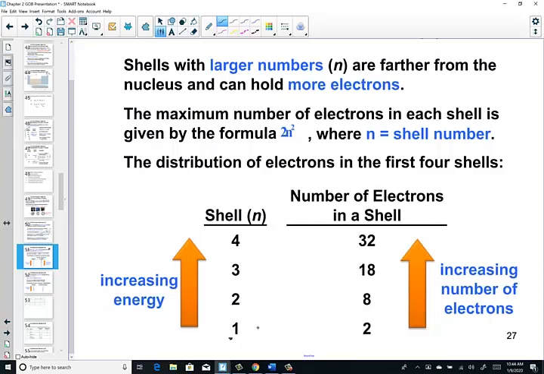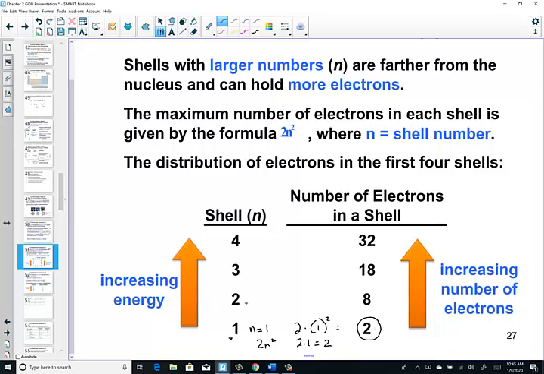When I look at shell number 1, n equals 1, and we're going to use our formula 2n squared. What's 2 times 1 squared? Well, 1 squared is 1. 2 times 1 gives me 2. At most, our first energy level can hold 2 electrons. We said that. That's hydrogen, helium.